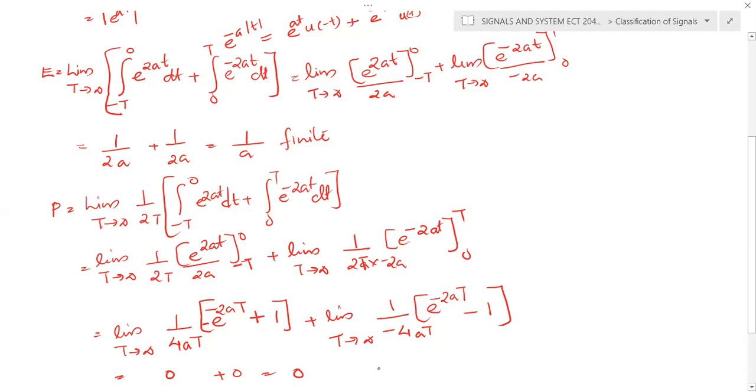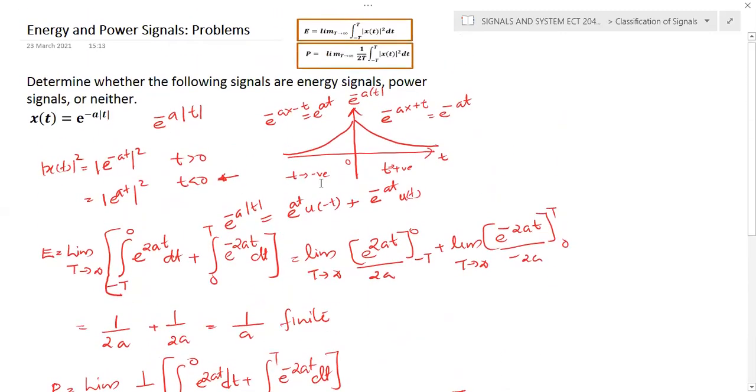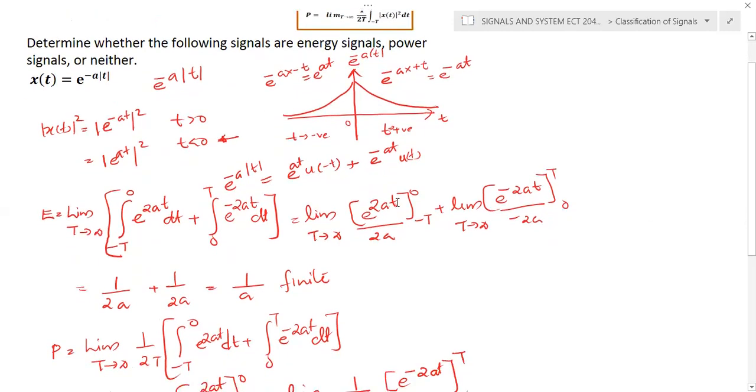So we conclude that the given signal energy is a finite quantity and the power is equal to 0. So we can conclude that the given signal is an energy signal. We discussed different types of exponential signals, and we found that some signals are energy signals and some are neither energy nor power signals.